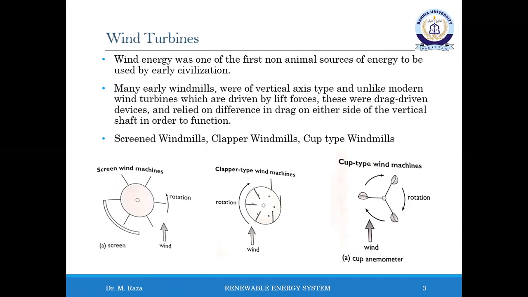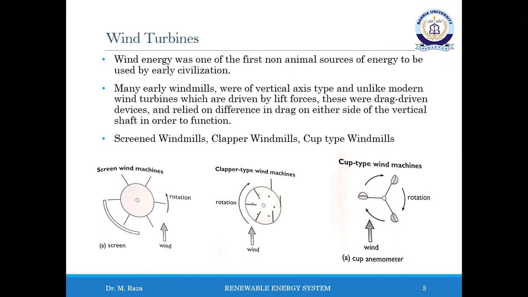Many early windmills were of vertical types as shown in these diagrams. Unlike modern wind turbines, which are driven by lift force, these were drag-driven devices and relied on a difference in drag on either side of the vertical shaft in order to function. However, there is one fundamental difficulty with this simple arrangement.